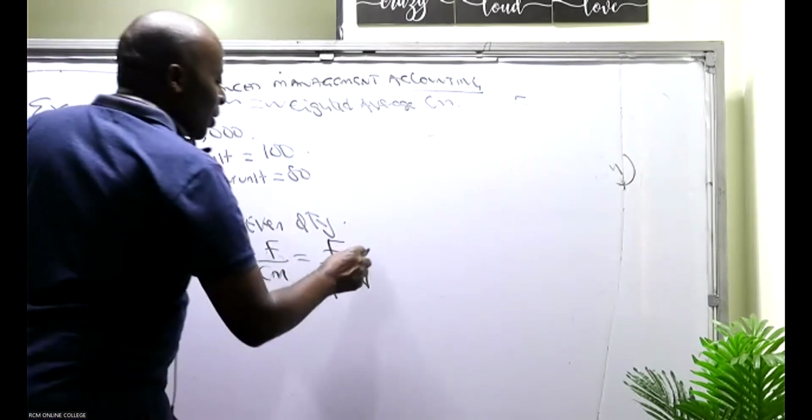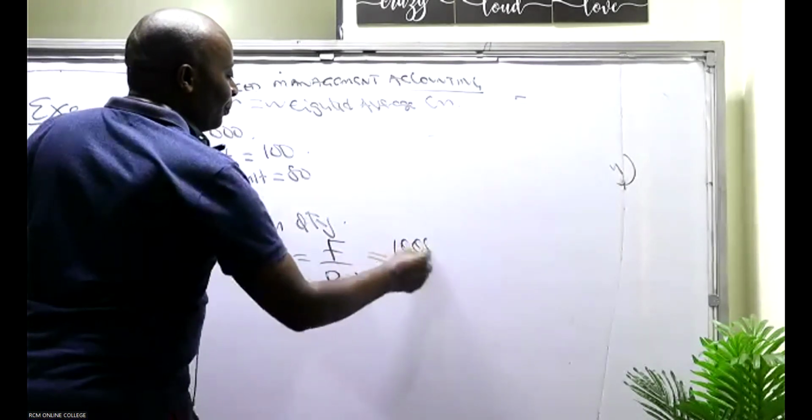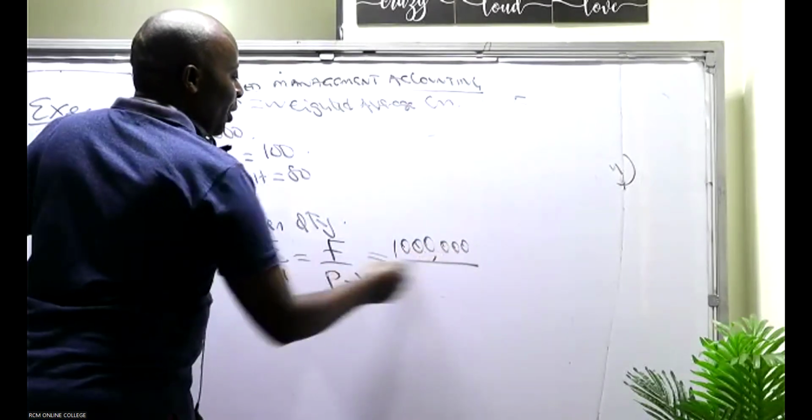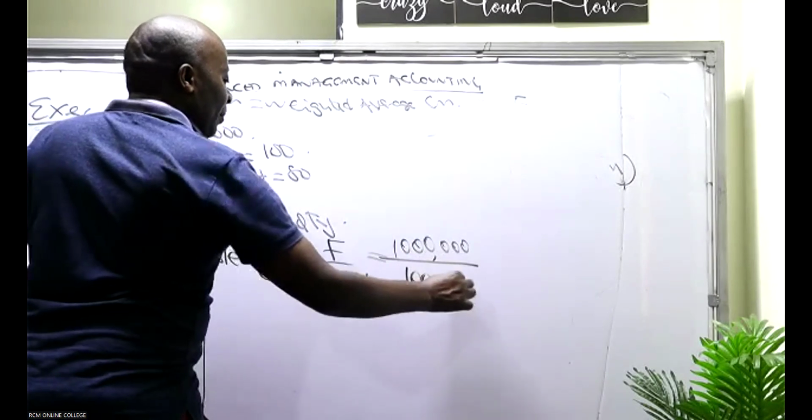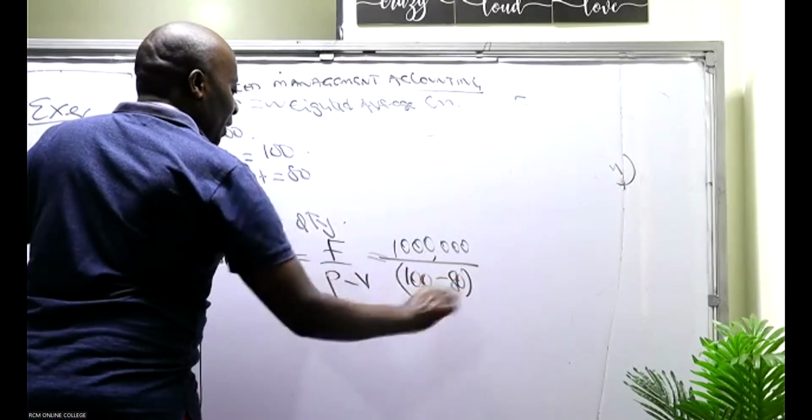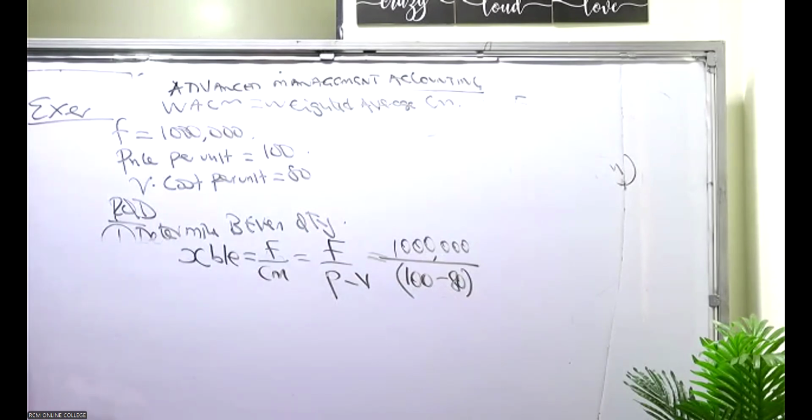So the fixed cost in this case is $1 million. We divide this by the selling price of 100 minus the variable cost of 80. This has to be put in brackets. So $1 million divided by open brackets, 100 minus 80, close brackets. Then we get the figure that Keziah is giving us. Doreen and Nkova have given us the same figure of 50,000 units.